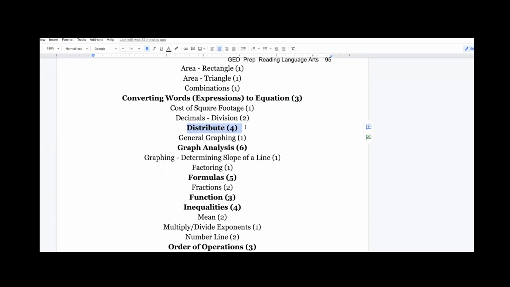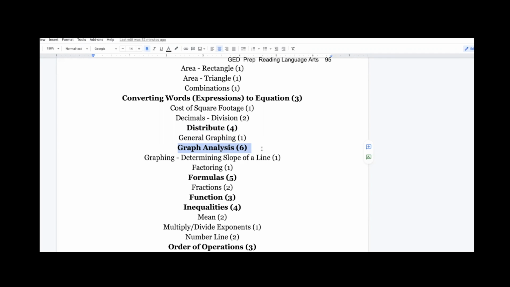Distribution, for example, 2x times the quantity 3 + 7, you have to distribute the 2x. Over 5% of the problems are distribution. If you don't know how to do that, go on YouTube, Google it. Make sure you know how to do this. That's a significant amount of questions on the test. Graphing is 10%, 6 out of 65. That's almost 10% graphing.